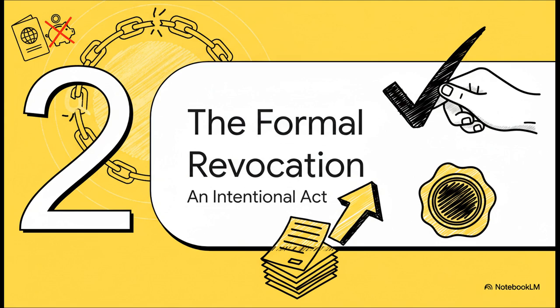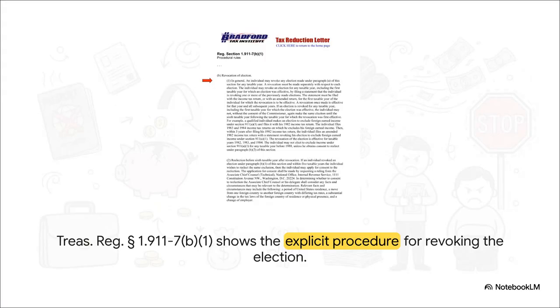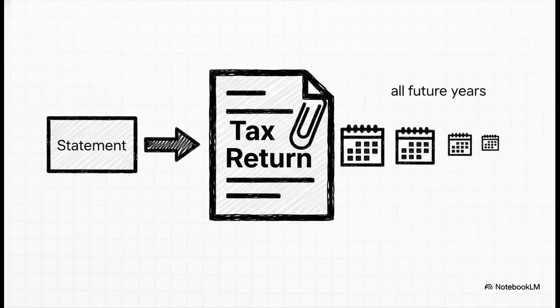So, if the election is basically permanent by default, how do you turn the thing off? Well, it definitely doesn't happen by accident. If you're going to formally revoke it, it has to be a deliberate, intentional, and documented action. And here we can see the exact mechanism spelled out. The regulation is crystal clear about this. Treasury Regulation 1.911-7(b)(1) tells you exactly what to do. You can revoke the election by filing a very specific statement with your return for the year you want it to stop.